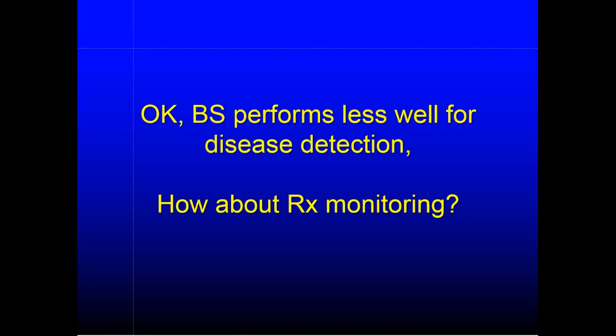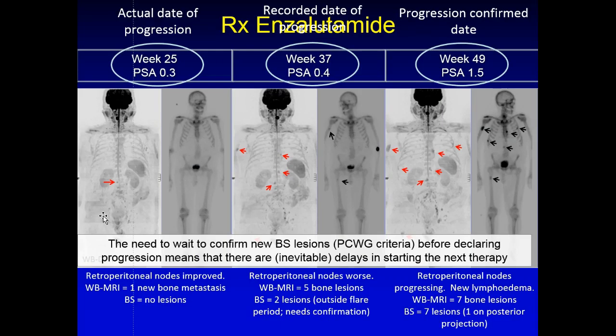So bone scans perform less well for disease detection, but what about for response assessment? Well, let's keep on looking at this patient. We can see that this is the scan that we just looked at at week 25. At week 37, what we notice is the whole body MRI scan shows, in fact, 5 lesions. These are just 4 of them. One is hidden at the back, so I can't really show you this at the moment. But we see 2 lesions on the bone scan now.